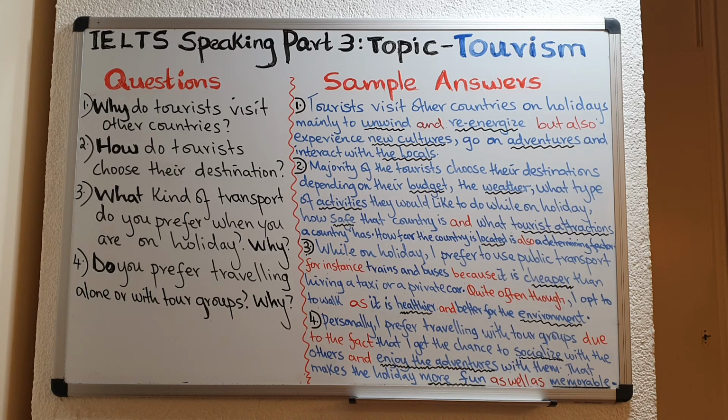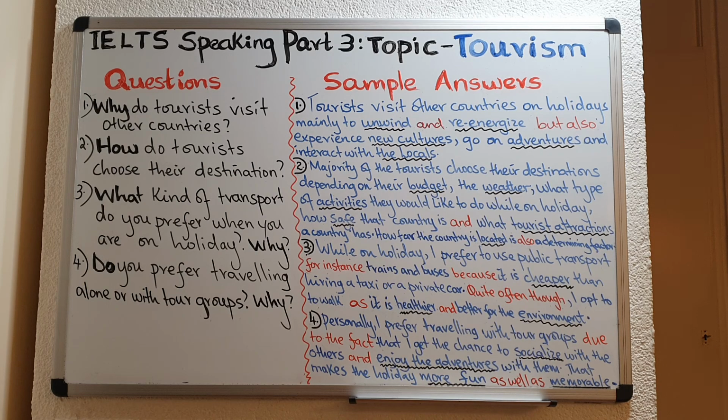Question 2. How do tourists choose their destination? Majority of the tourists choose their destinations depending on their budget, the weather, what type of activities they would like to do while on holiday, how safe that country is, and what tourist attractions a country has. How far the country is located is also a determining factor.